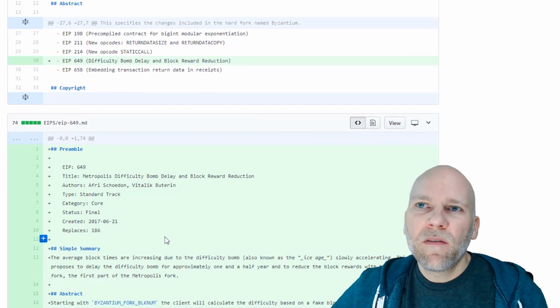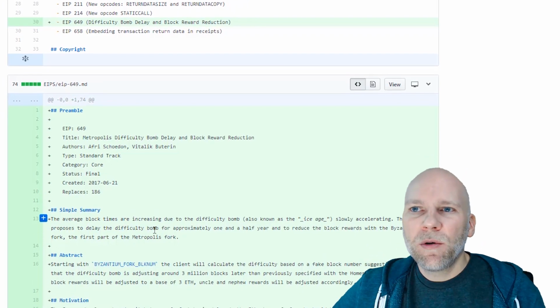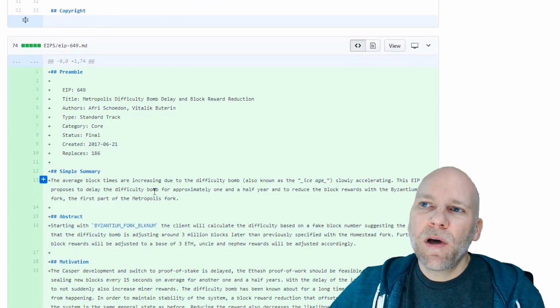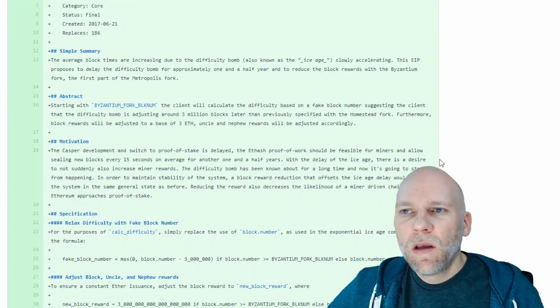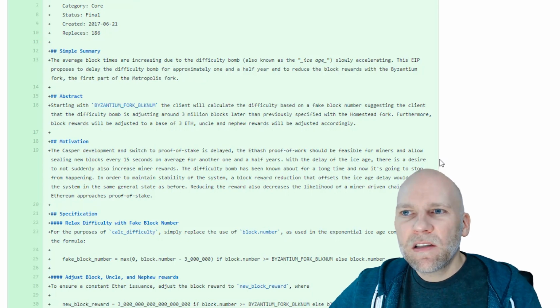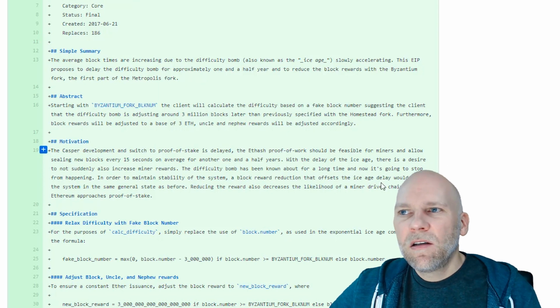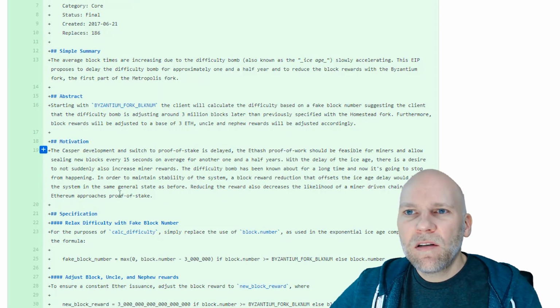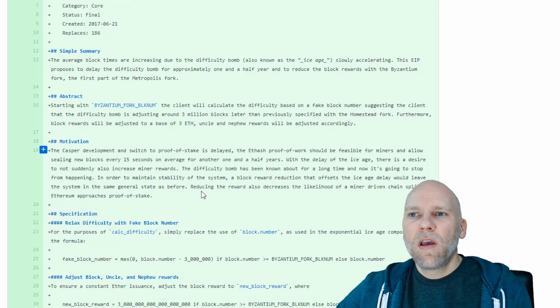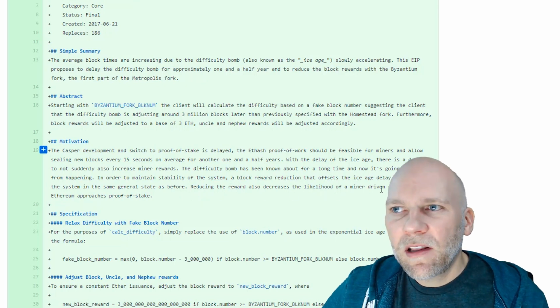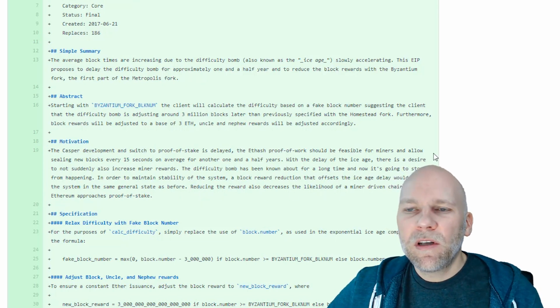So a simple summary of this EIP is the average block times are increasing due to difficulty time bomb, also known as the Ice Age. The difficulty bomb has been known about for a long time, and now it's going to stop from happening. In order to maintain stability of the system, a block reward reduction that offsets the Ice Age delay would leave the system in the same general state as before. Reducing the reward also decreases the likelihood of miner-driven chain split.